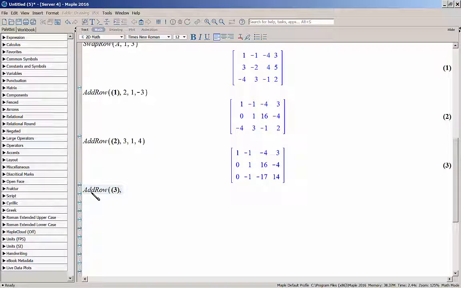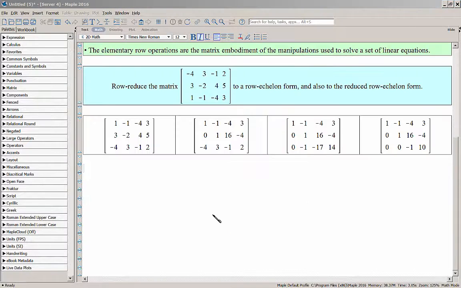Okay, so if we think backwards, the third number is a 1, because it's 1 times. We are multiplying row 2, and we're adding it to row 3. So to row 3, we will add a multiple of row 2, and that multiple is 1. And we have again achieved a row echelon form.